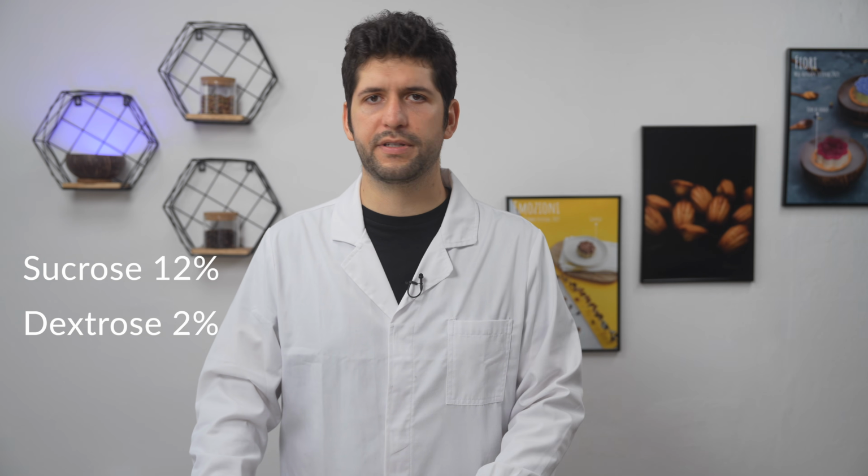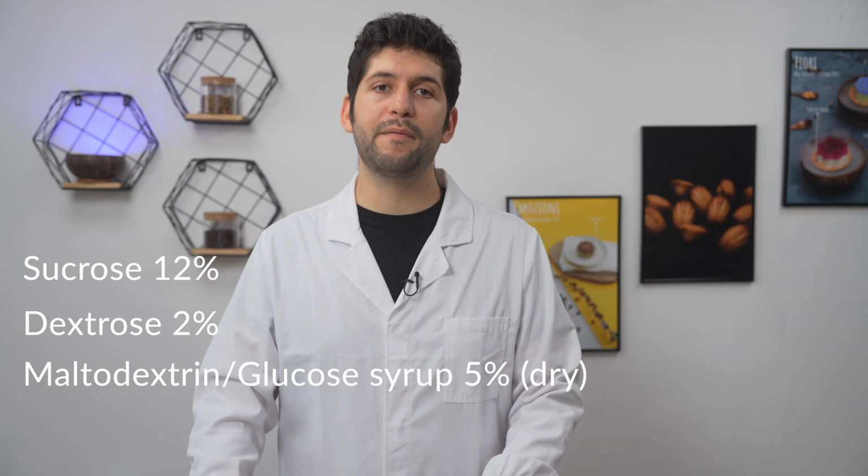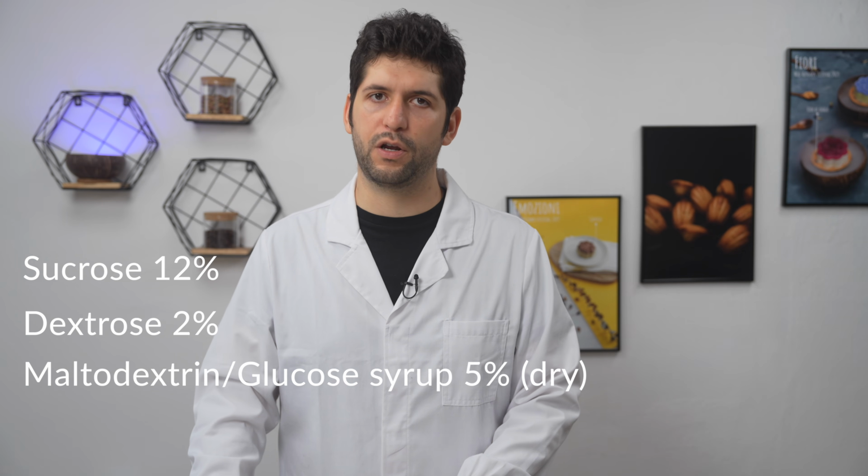To try to give an answer to this question, I collected a few different types of maltodextrins and glucose syrups from different producers and with different values of dextrose equivalence. We have here our standard gelato recipe and we are going to use 12% of sucrose, 2% of dextrose and 5% of maltodextrin or dry glucose syrup. When we test the liquid glucose syrup, we will use 6% instead of 5% to account for the water content, so we will have the same amount of glucose syrup solids.